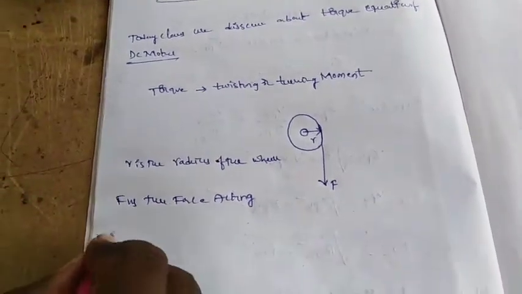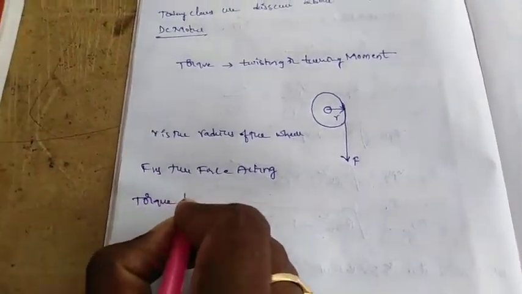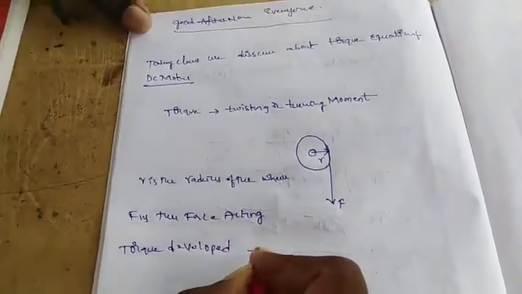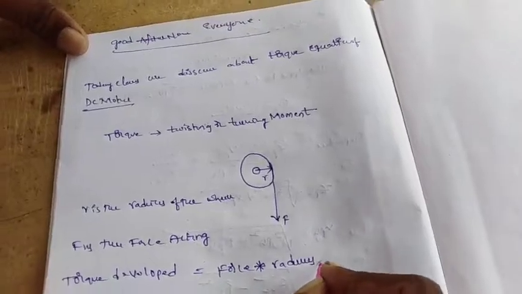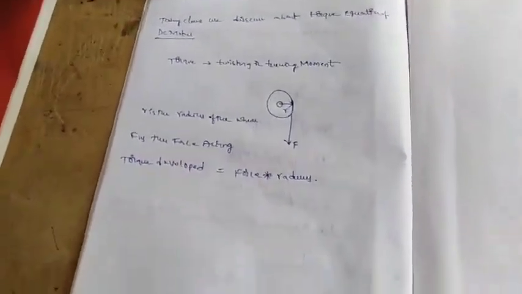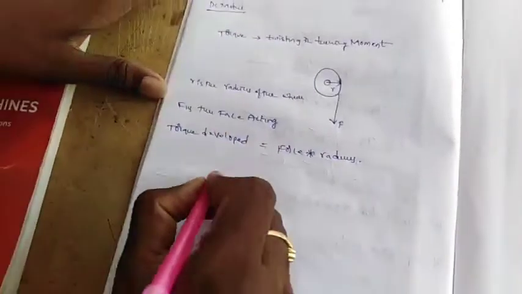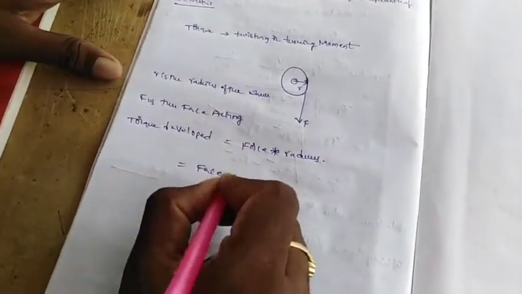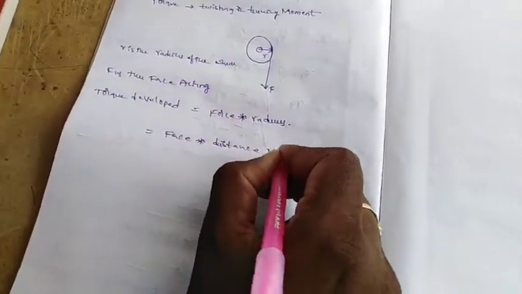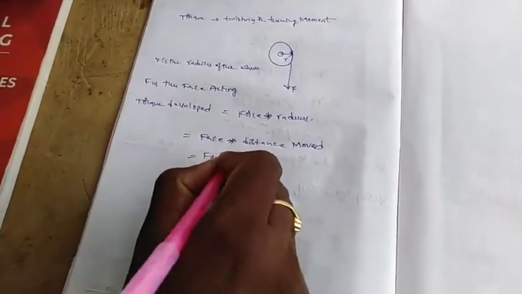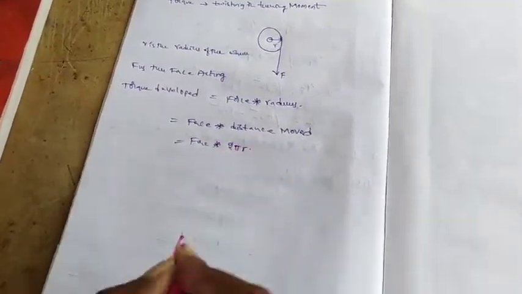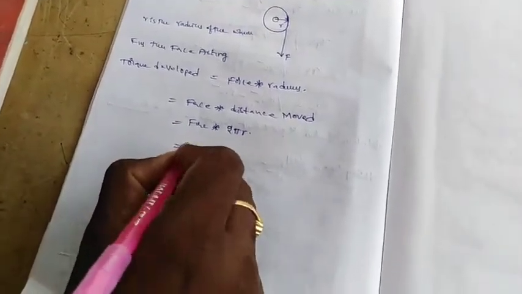So the torque equation is: the torque developed is force into radius. That is equal to force into distance moved. Force into distance moved is F into 2 pi r.